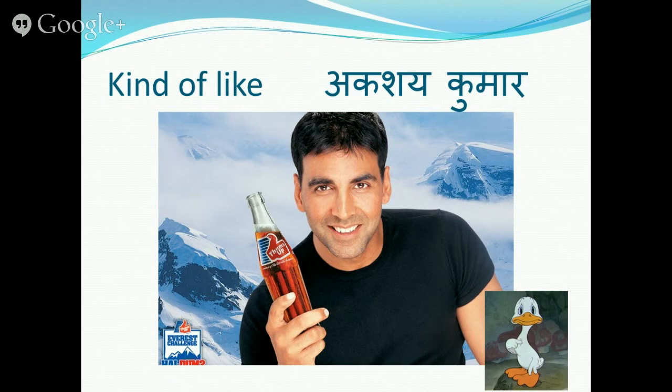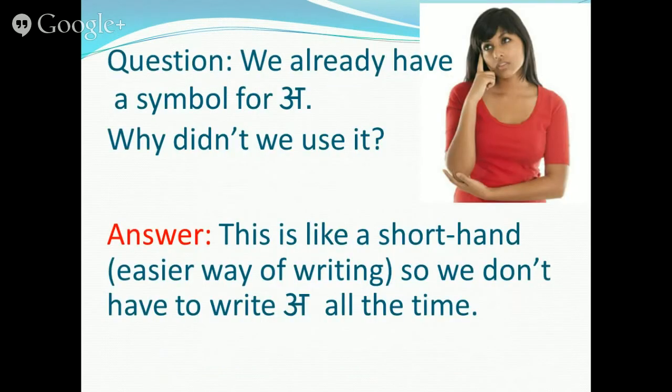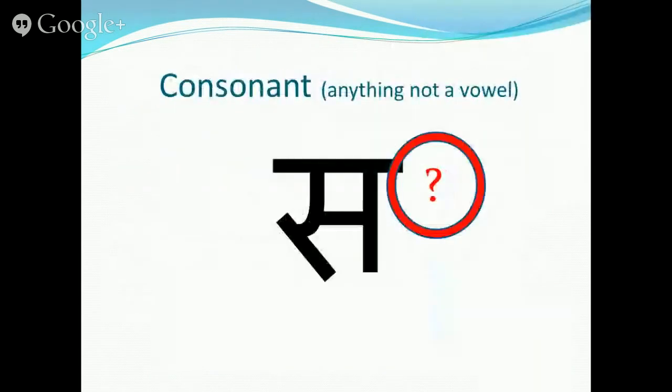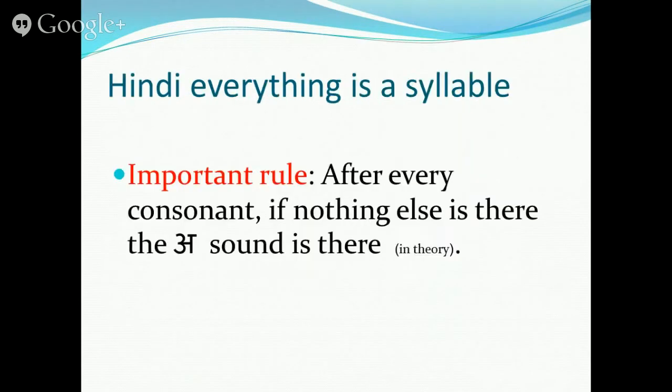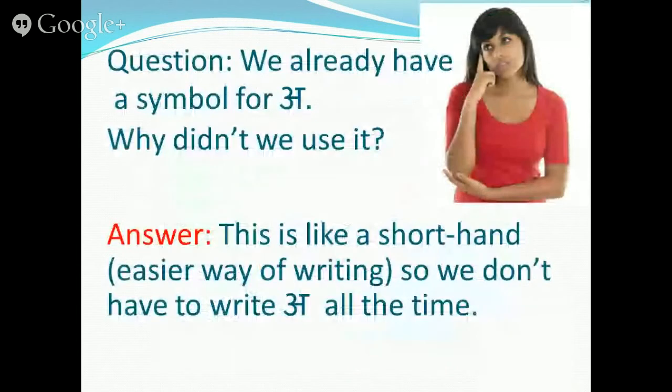All right. So, question. If we already have a symbol for a, why didn't we use it? Think about this. We have a symbol already for a. Why do we need a default? Why do we say it's invisible in this case? Why didn't we just write out a? We know what it looks like. We could just write it out, right? That's what we do in English.